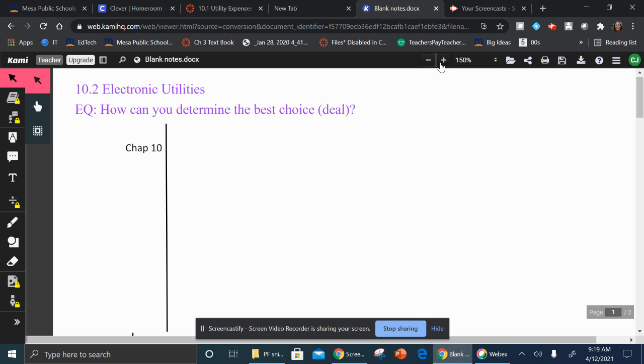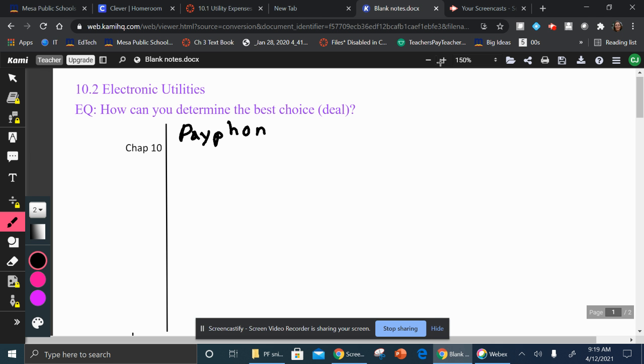Okay, let's get started on these notes. So how can you determine the best choice, the best tail, everybody? So we're looking at electronics, okay? And we are in chapter 10. Okay, so we're working with our piecewise functions. So everybody, I know with this people don't use payphones, but you can think of this. This also works if you're talking about cell phone plans.